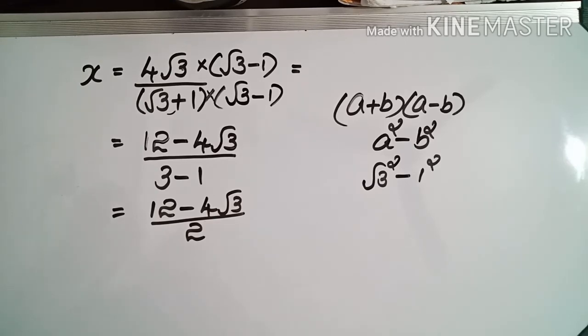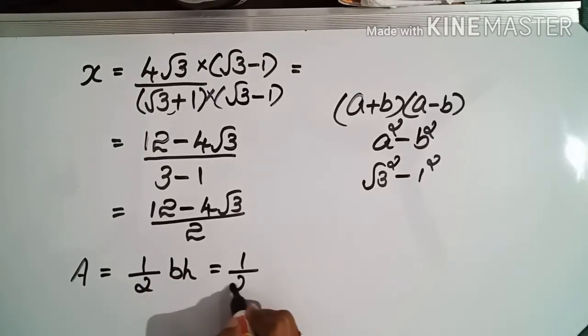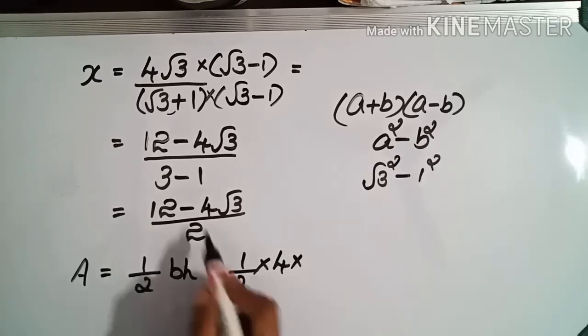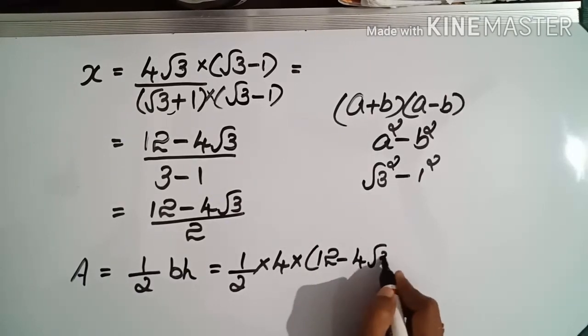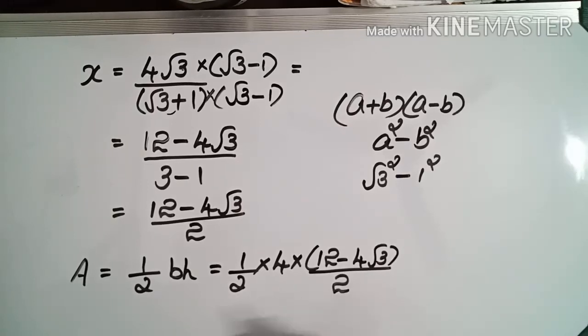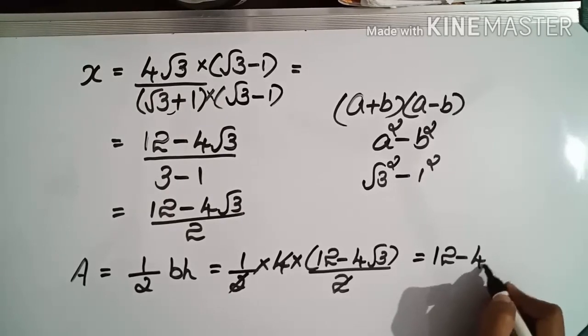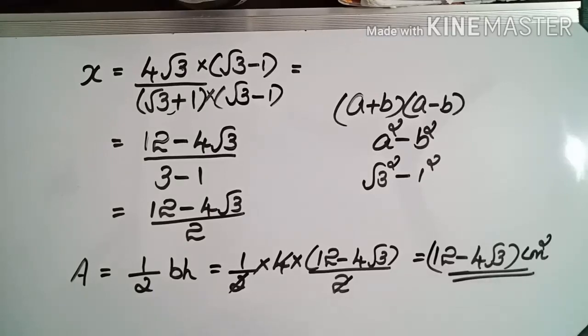Now let's write the area equation. Area is what? Area equals half BH. That is half into base, which is given as 4, into height, which is 12 minus 4 root 3, whole divided by 2. Now 2 into 2 is 4, that we can cancel here. So the final answer will be 12 minus 4 root 3 centimeter square. Like this you can write.